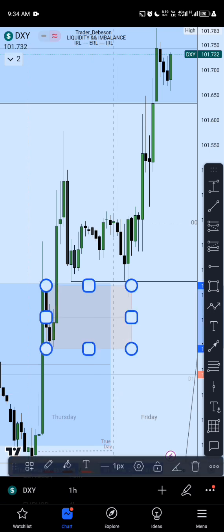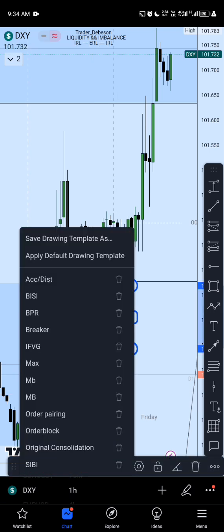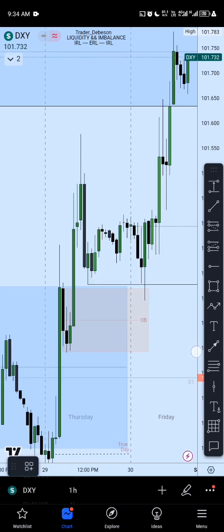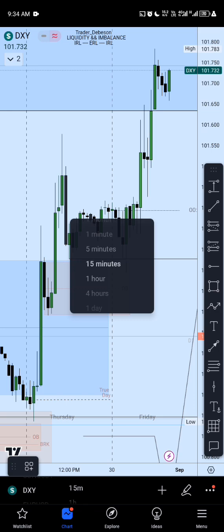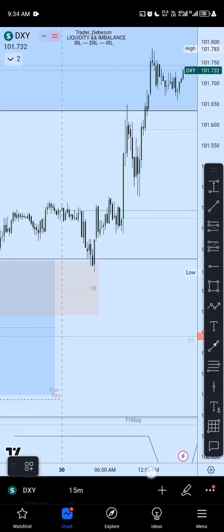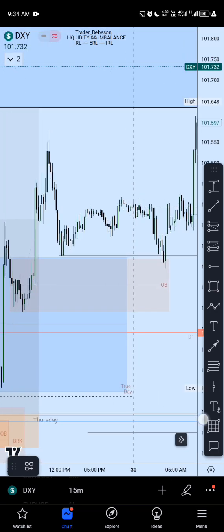You can mark this out. This Judas swing model is actually super nice. I like to use the 1 hour and 15 minutes. If the 1 hour is not that clean, I can check the 15 minutes. But I have to use 1 hour first to get my clean levels before anything.